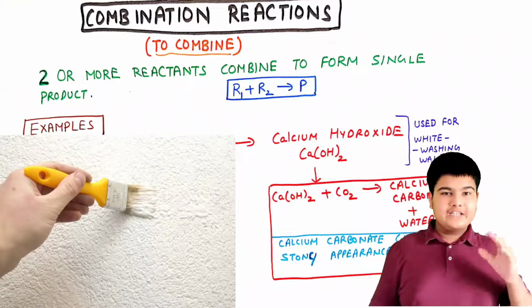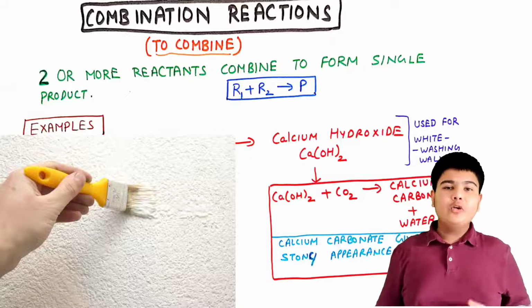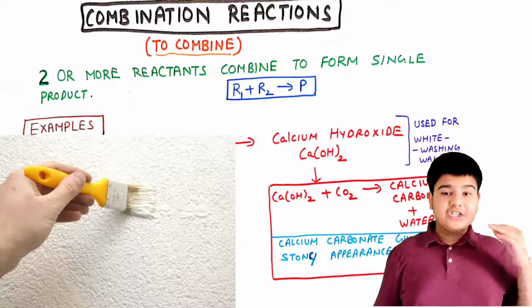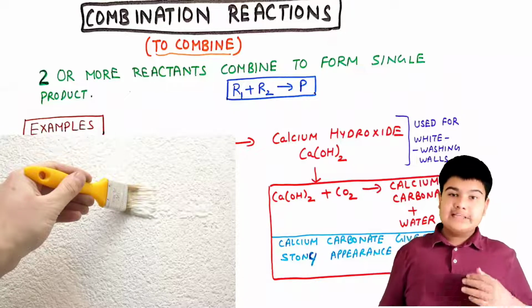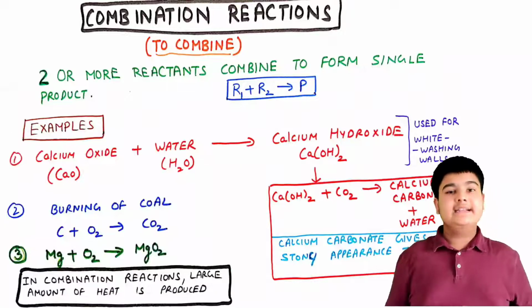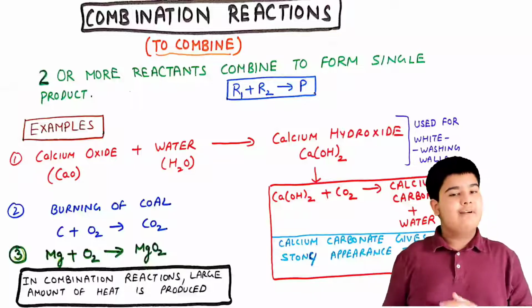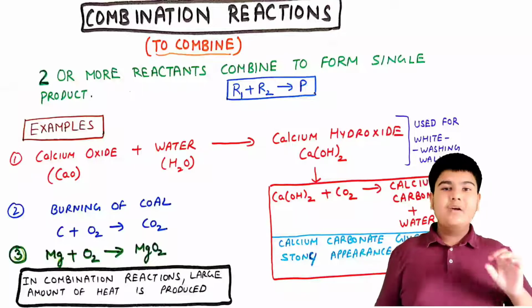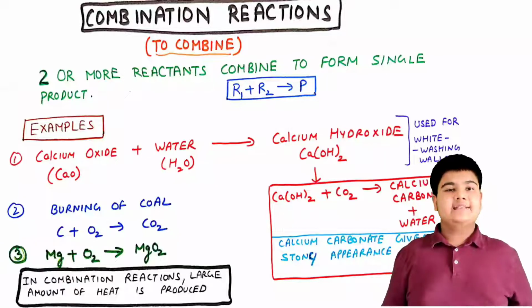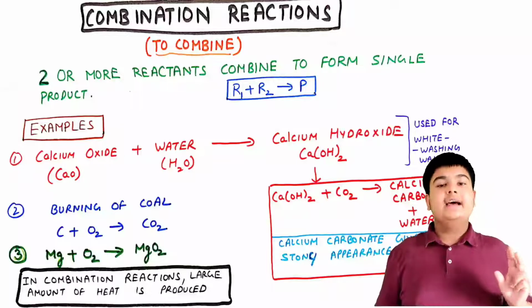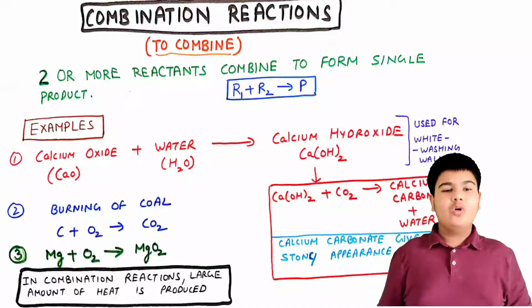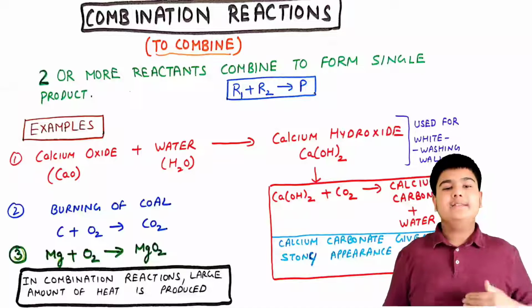When calcium hydroxide is put on the walls, in a few days it reacts with the carbon dioxide present in the air to form calcium carbonate and water. Calcium carbonate is a very shiny substance and it gives a shiny appearance to the walls. In this way, the walls are whitewashed. Second example, burning of coal. Burning of almost all substances is classified as a combination reaction, as in this 2 or more reactants combine to form a single product. In burning of coal, carbon and oxygen combine to form carbon dioxide.